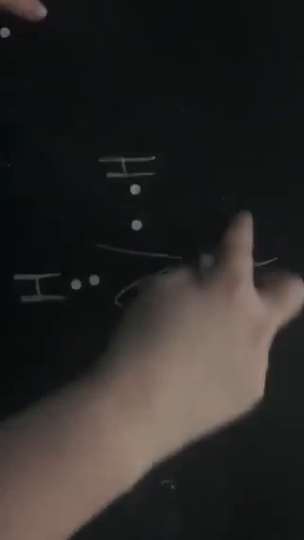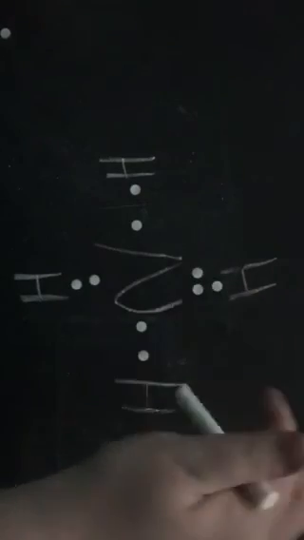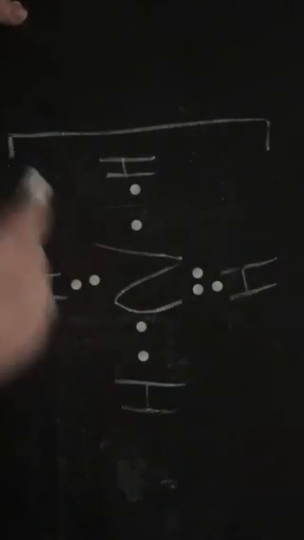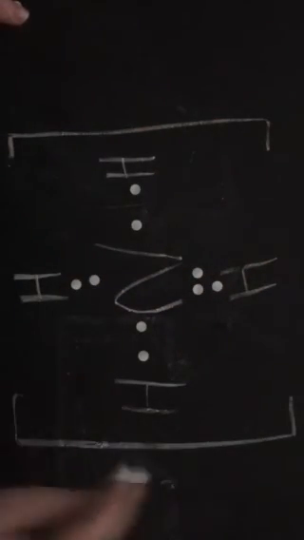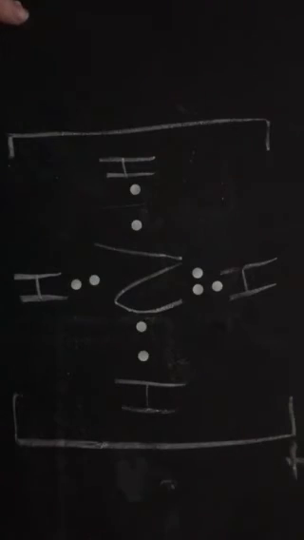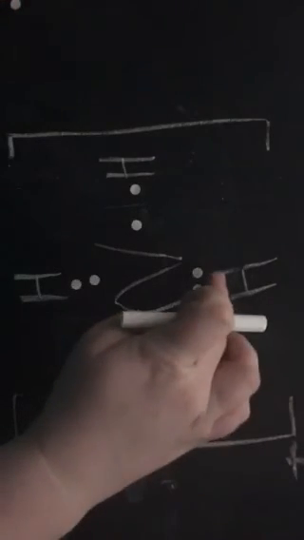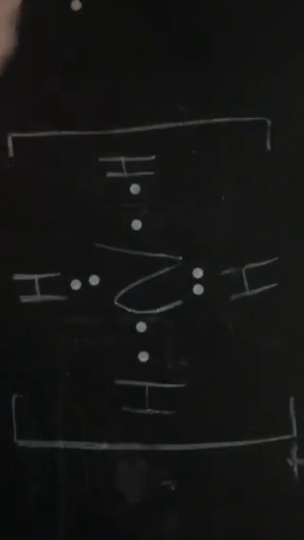But this is the ammonium polyatomic ion. It's NH4 with a positive charge. So when it has that positive charge, that means that an electron has been lost. And the electron is going to be lost from the hydrogen because it has a lower ionization energy than nitrogen.